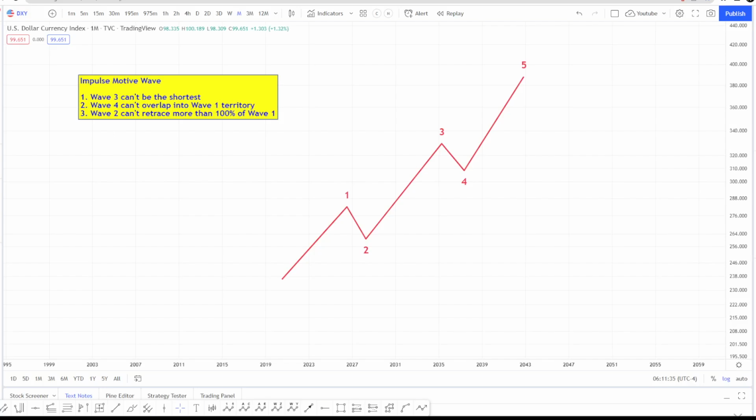Hi guys, this is an Elliott Wave tutorial looking at impulsive waves. This will be part 1 of a 4-part series looking at Elliott Wave and how we can use this form of analysis to analyze, trade and invest in the stock market.